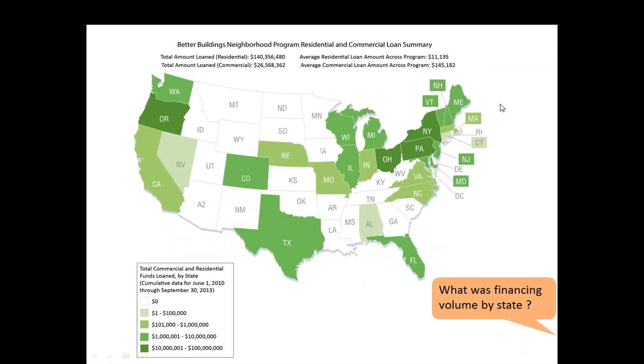Let's see if I can get the slides to go forward. So one of the things that people ask about is what was the financing volume by state, and so we do have a map that breaks that out to show where there was more financing used than others, so which states had the most volume, and some statistics at the top about average loan amount and the total amount loaned. So a little information there that might be of interest.